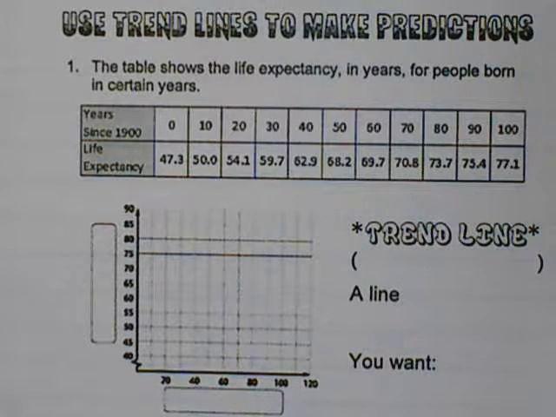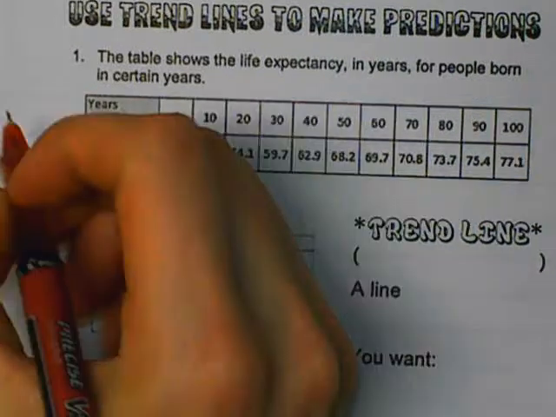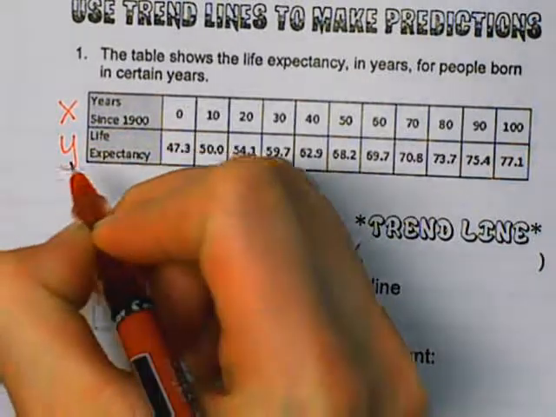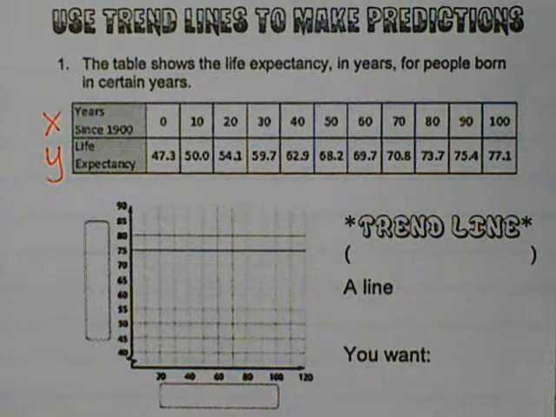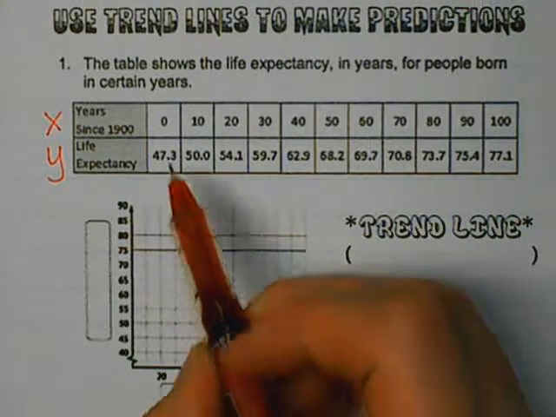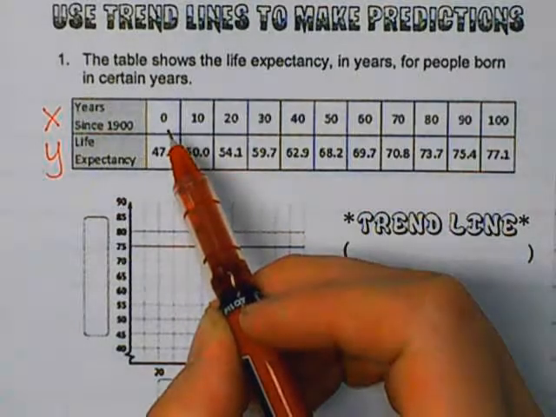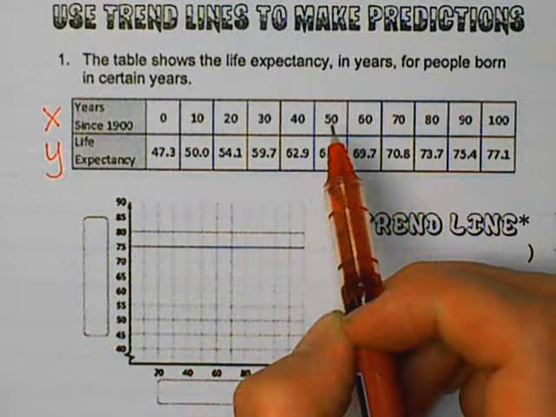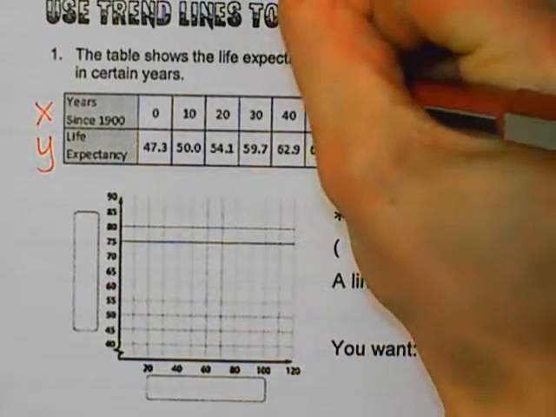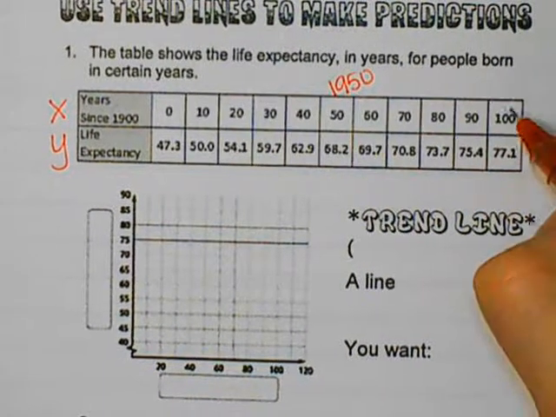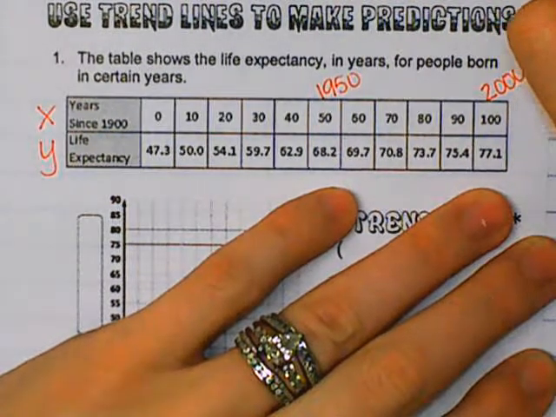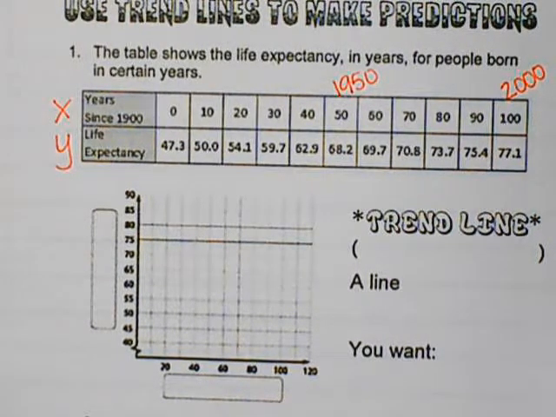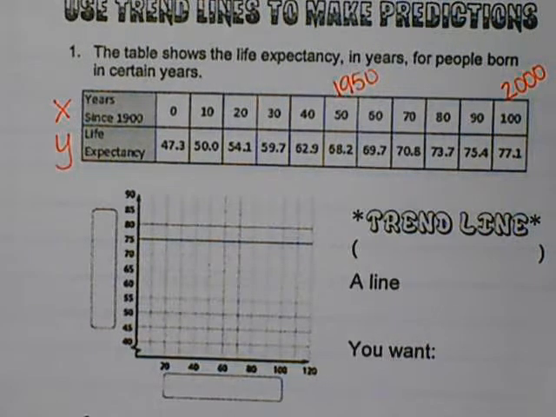So for number 1, the table shows the life expectancy in years for people born in certain years. All tables are set up as X, Y. So years since 1900. 0 years, 10, 20, 30, 40, 50. So 0 years from 1900 would be year 1900. 50 years from 1900 would be year 1950. 100 years from 1900 would be year 2000. With the life expectancies listed.